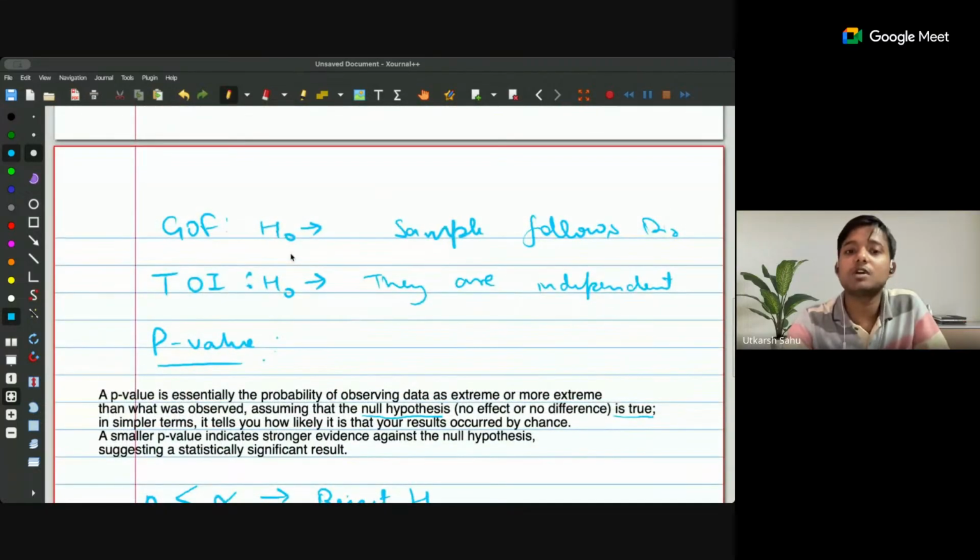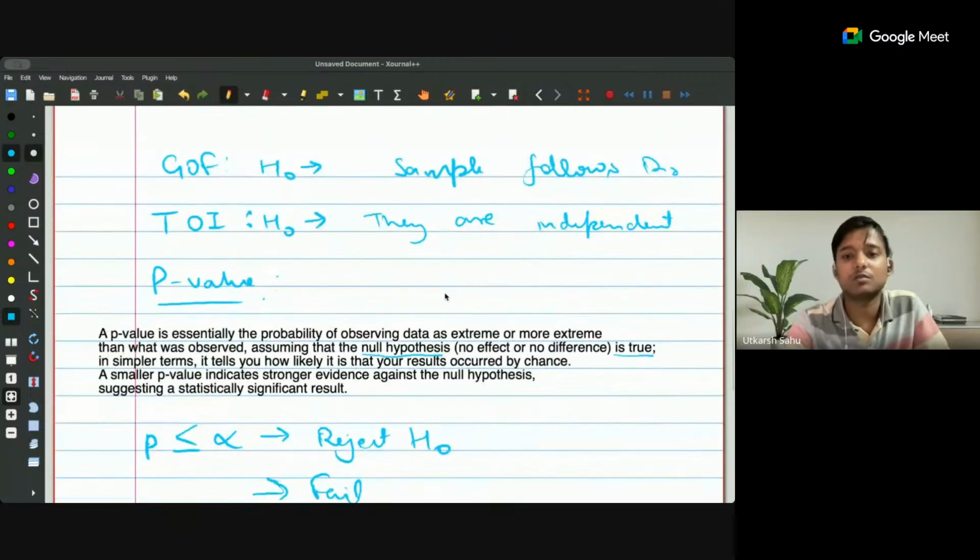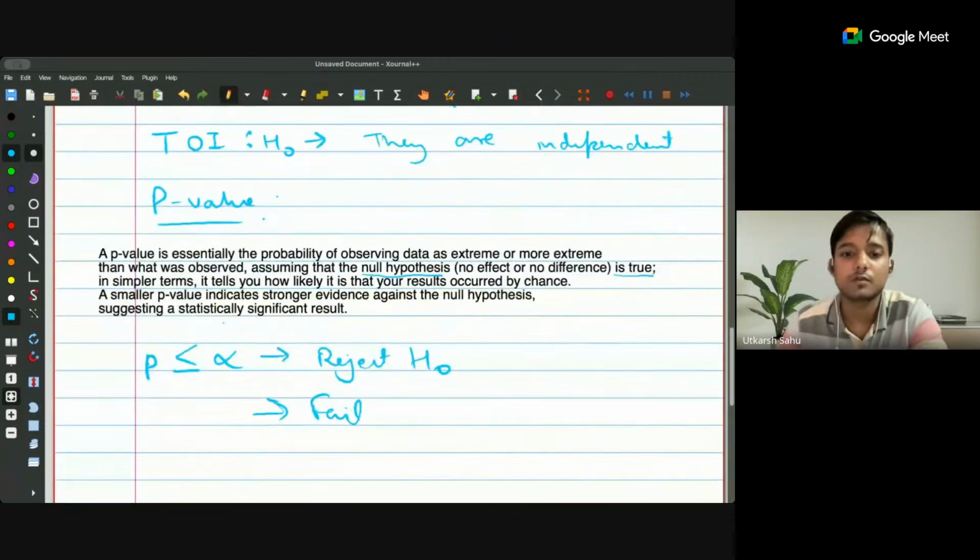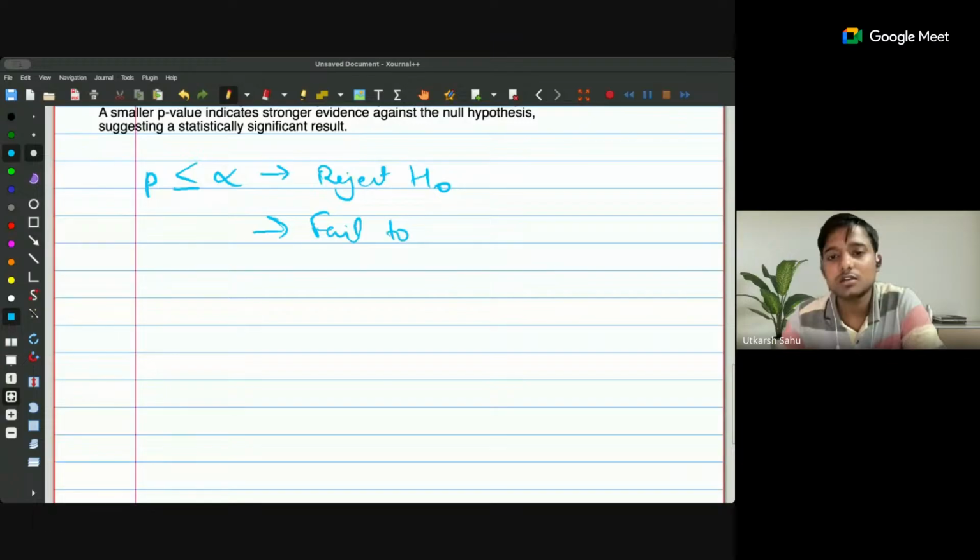Then you need to remember which is the correct null hypothesis. So this also you can check. As per my knowledge, I think this is correct. So you can cross check, but I remember this was the correct thing. Goodness of fit, sample follows the distribution. Test of independence, they are independent discrete variables. So that is what you should know. So fail to reject is the correct word.